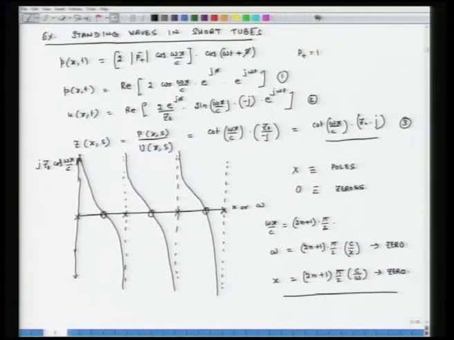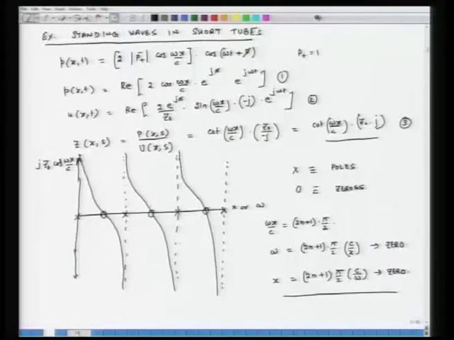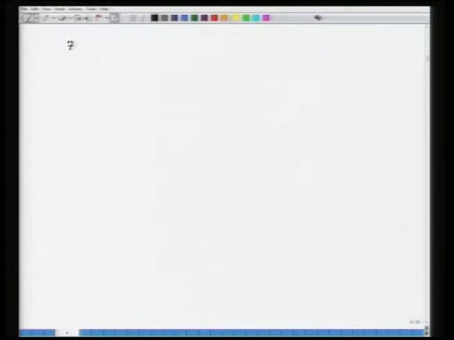So, now with this understanding we move on to the next step and we ask the question, what if my tube is small in length? So, I have a short tube. Once again I will write down z of x naught. Suppose the total length of the tube is x naught. Then z at x naught, omega equals j z naught cotangent omega x naught over c.